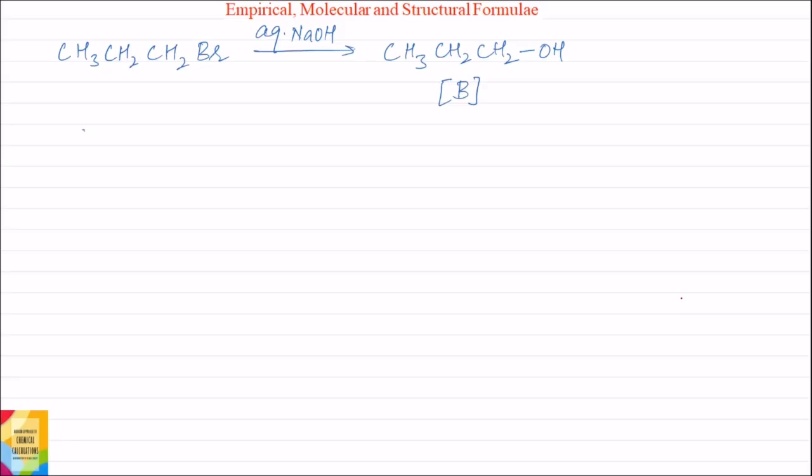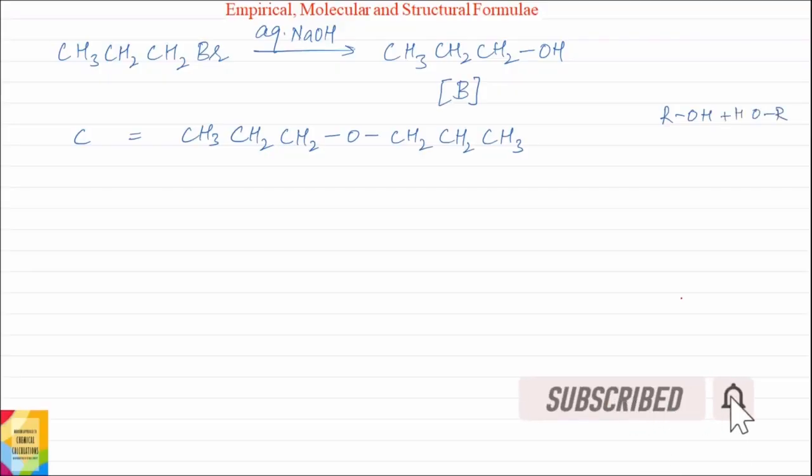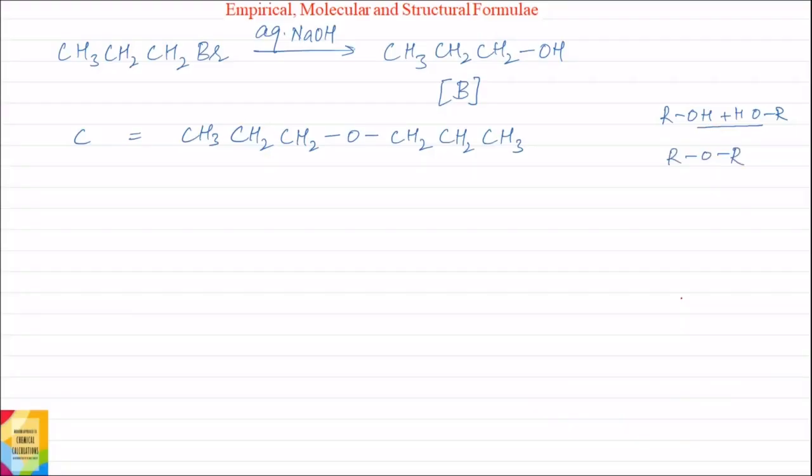So the structure of C will be CH3CH2CH2OCH2CH2CH3. In this, two molecules of B have joined together with the elimination of water. The general reaction can be shown as: this is one alcohol and this is another alcohol, and there will be elimination of a water molecule and they will join together to form an ether. In the same way, two molecules of B, with the elimination of water, formed an ether. So this is the structure of C.